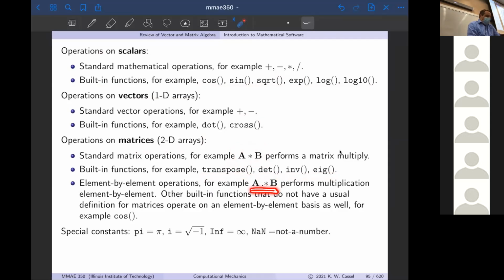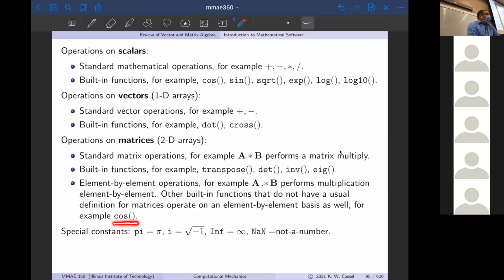So those are different. Now, you can do seemingly silly things from a mathematical point. You could say, what's cosine of a matrix? It turns out there is a linear algebra construct, cosine of a matrix, but that's not of our concern.